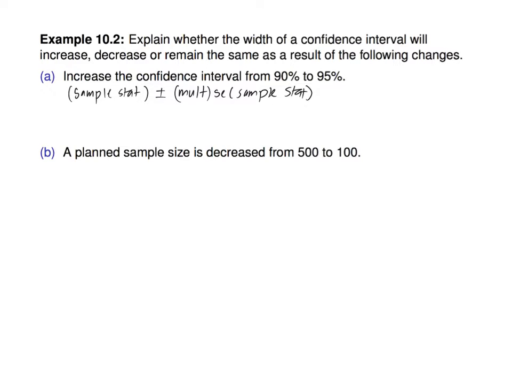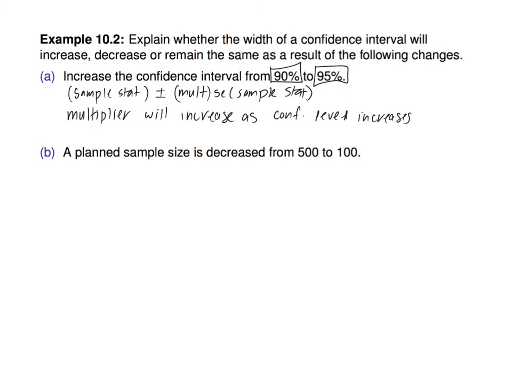So which part of this formula is affected by the confidence level? The multiplier. So the multiplier will do what when your confidence level goes from this to that? It gets wider. It will increase as the confidence level increases. This makes a wider or smaller interval? Wider interval.